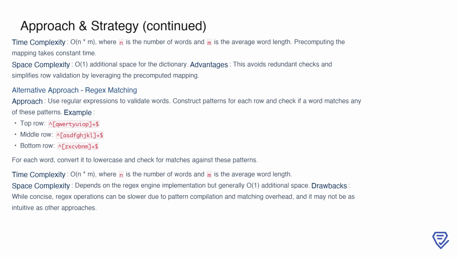Another alternative is to use regular expressions for row validation. Here, we create patterns for each row, such as ^[QWERTY]+$ for the top row, and check if a word matches any of these patterns. While this method is concise, it can be slower due to the overhead of regex pattern compilation and matching. Additionally, regex may feel less intuitive compared to other methods, making it harder to understand and debug.